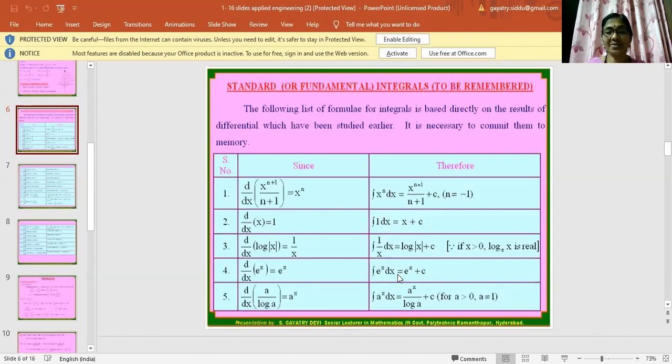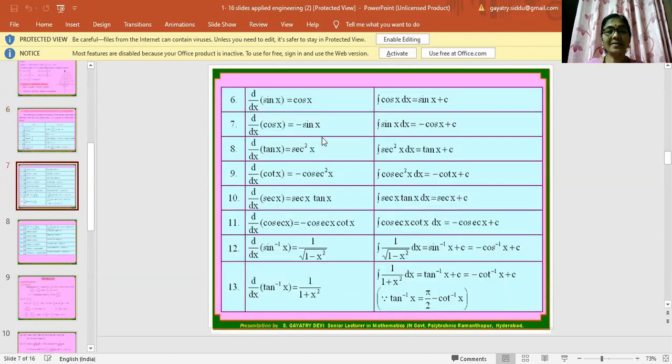Similarly, exponential function, a power x function and trigonometric functions all are expressed here. Derivative of sin x is cos x, so integral cos x equal to sin x. Derivative of cos x is minus sin x, so integral sin x equal to minus cos x. Plus c is must. Derivative of tan x equal to secant square x, so integral secant square x equal to tan x. Derivative of cot x equal to minus cosecant square x, so cosecant square integration equal to minus cot x.